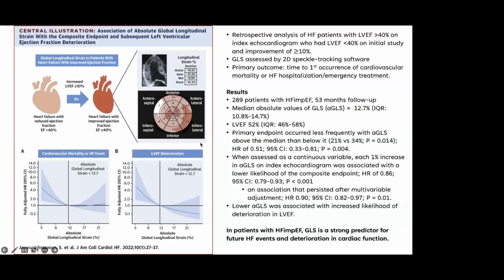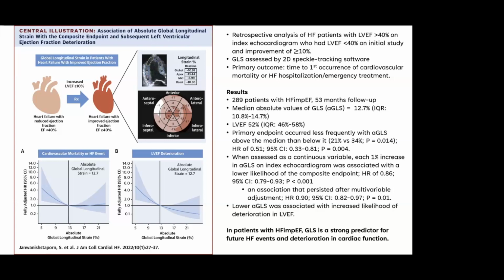And then I just pulled some papers looking at strain analysis. So this one was published in JACC as well for heart failure. It's a retrospective analysis of heart failure patients that had an EF of less than 40% initially, and then with medical therapy improved their ejection fraction by 10%. So they had an LVEF greater than 40% on analysis, and they analyzed these patients using GLS. And the primary outcome in this study was the time to the first occurrence of cardiovascular mortality or a hospitalization related to heart failure or needing emergency treatment.